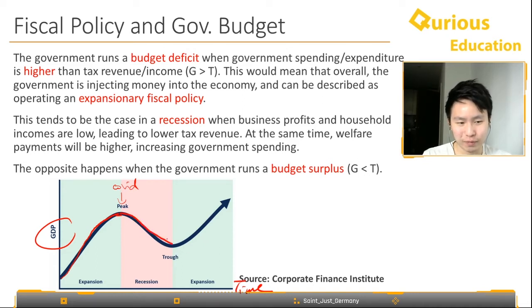So let's say COVID happens, and then there's a massive recession. In order to help the economy go back on track, the government might try to stimulate the economy at these places, right? In order to help achieve an increase in GDP again, so that would have positive economic growth.